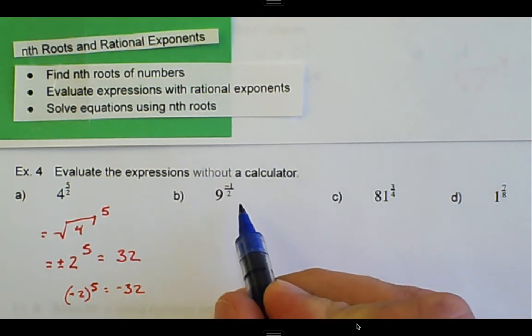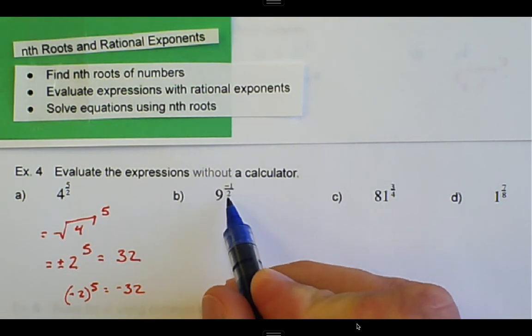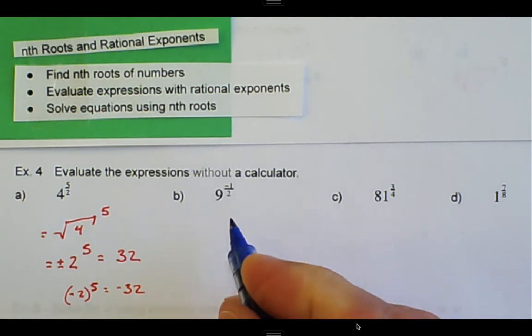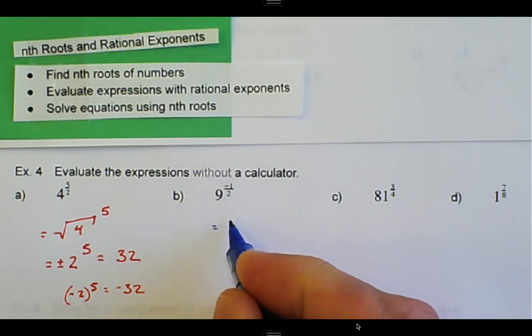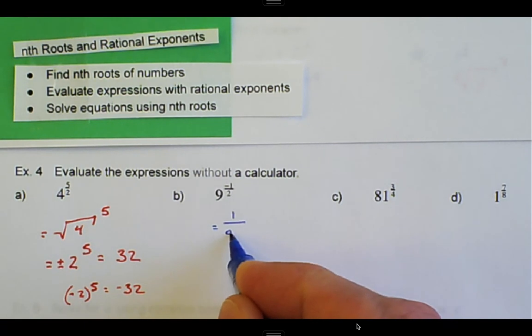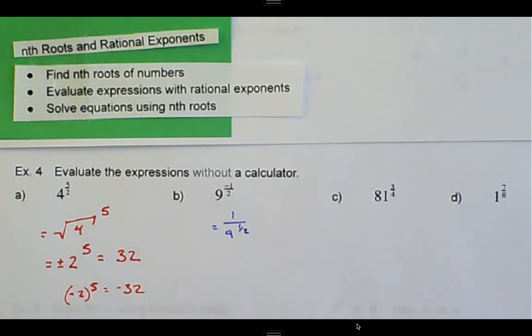Next one, negative 1/2. So in order to get rid of the negative 1/2, the first thing is we have to move it to the denominator. So we can write this one as 1 over 9 to the 1/2. And then from there we can rewrite the denominator as 1 over the square root of 9. And we can take the square root of 9. We know that that's plus or minus, so plus or minus 1 over 3.